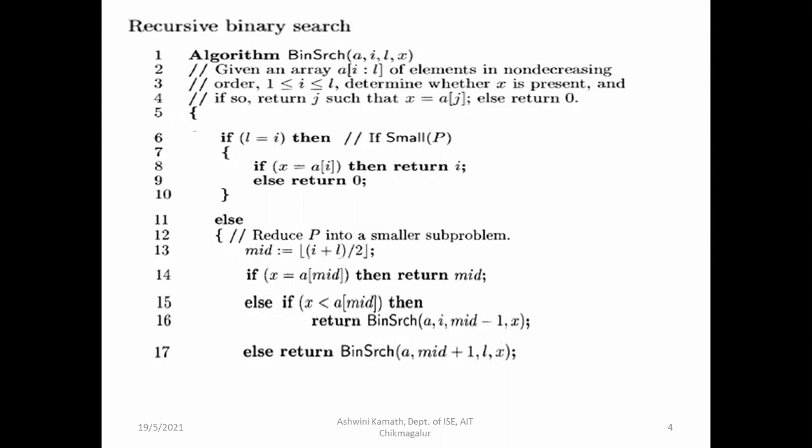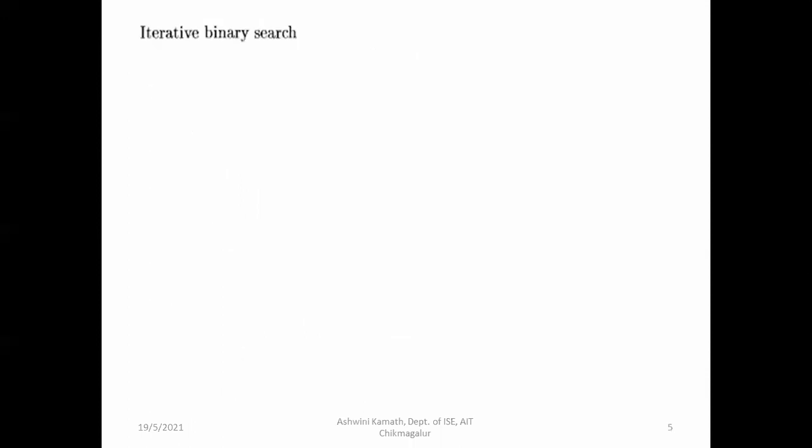I need not check A of mid because it is not equal. Change the initial index here, so that becomes mid plus 1, and L you keep as it is. So A, comma, mid plus 1, comma, L, comma, X. X is the element to be searched. So pass all these to binary search and call it again. So this is the recursive binary search. Okay. Then iterative binary search.